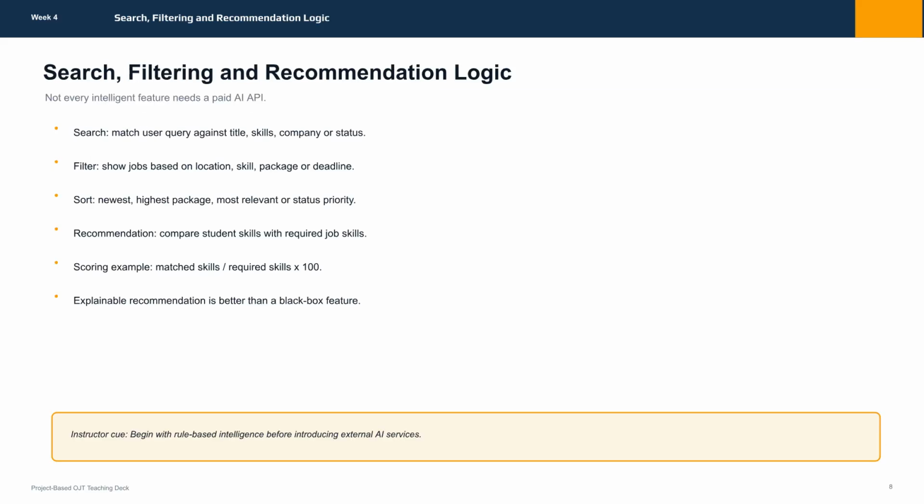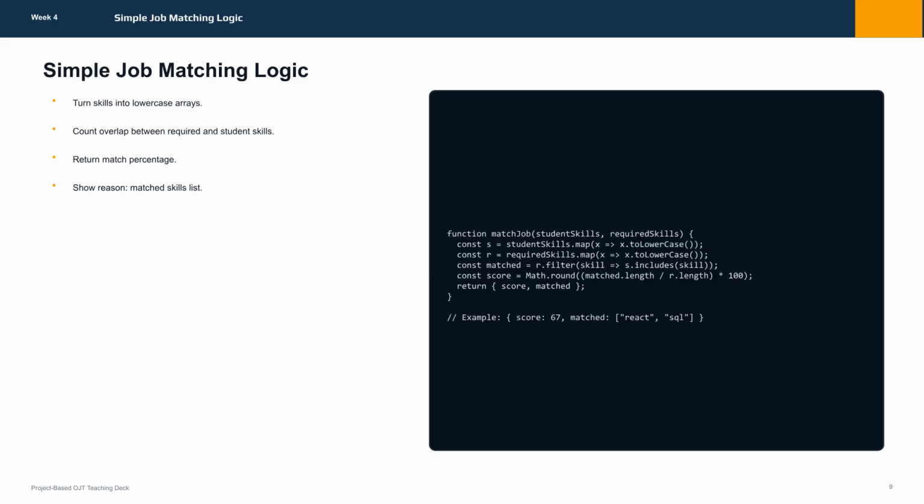For search, filtering, and recommendation logic, start with rule-based intelligence before external AI services. Search matches queries against job attributes, filters narrow results, and recommendations compare student skills to job requirements to generate a score. A simple job matching logic involves turning skills into lowercase arrays, counting the overlap between required and student skills, and returning a match percentage. This transparent scoring mechanism is better than a black box approach.